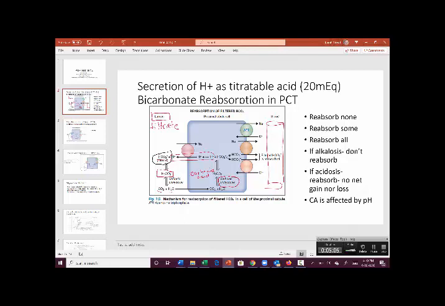I want you to remember that CO2 and water are byproducts of cellular metabolism, and we forget that these epithelial cells of the proximal convoluted tubule, they are metabolically active. They are going through cellular respiration. So the CO2 and water are constantly available inside this cell.